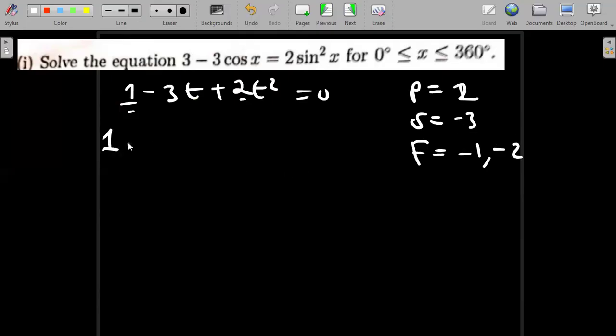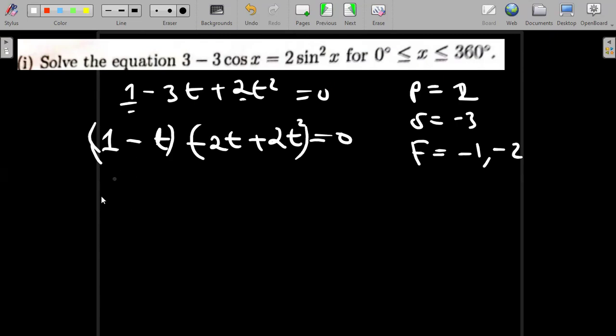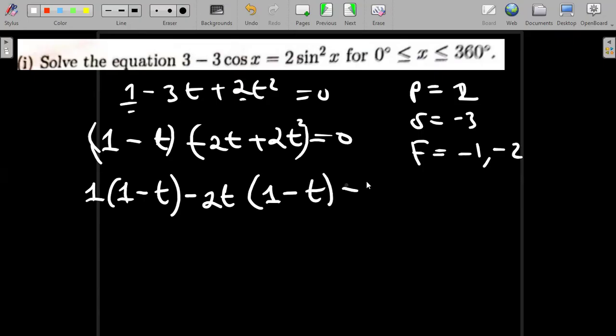I can replace there. So I have 1 minus t, then minus 2t plus 2t squared is equal to 0. Then I can factor out from this and the other side. Here the factor is just 1, and I have the same thing inside. Then here I can factor out -2t. Then I remain with 1 there, and with -t there. This is equal to 0.